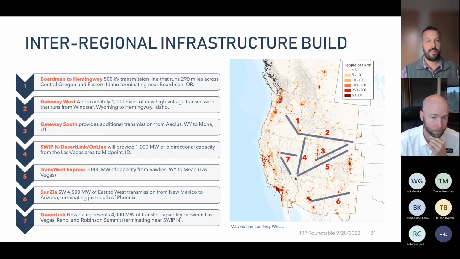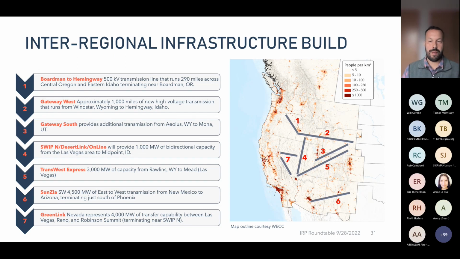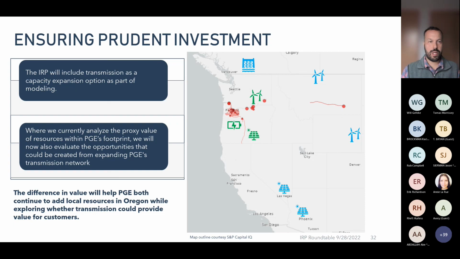Yeah, thanks, Jake. Okay, let's go to slide 32. I think this draws the conversation together. We noted at the early part of this presentation that PGE is moving into a planning environment where we have an all-of-the-above approach.